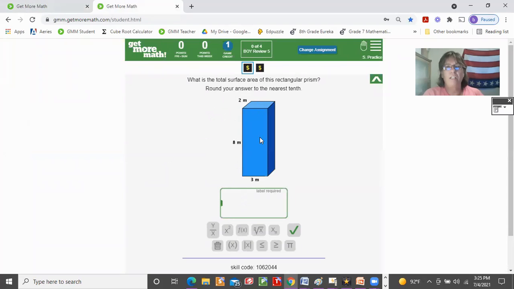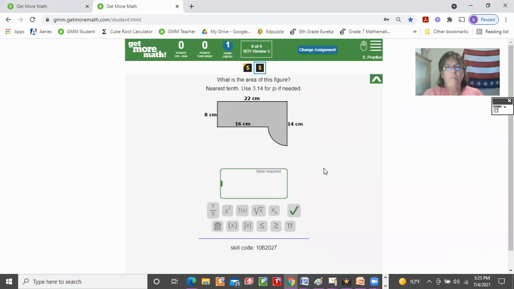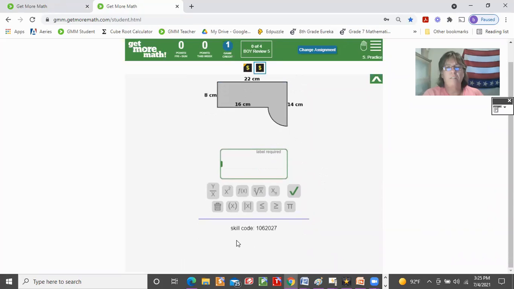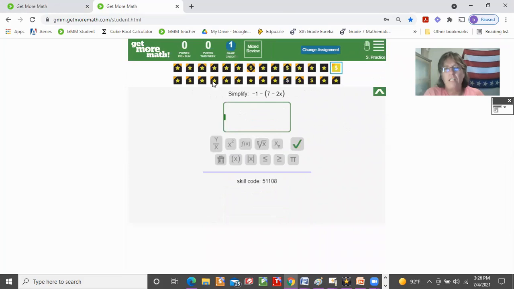The first one is the surface area, and this is skill code 1062044. The other one is finding the area of composite figures, and this is 1062027. So those are the two skills that I'm focusing on for this lesson. They only have to get 4 points because I don't want them to spend a tremendous amount of time. These take a long time, and I just want that reminder. After they have 4 points, it will switch automatically to mixed review.